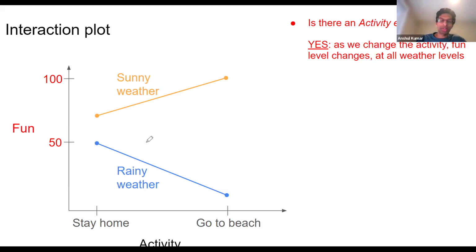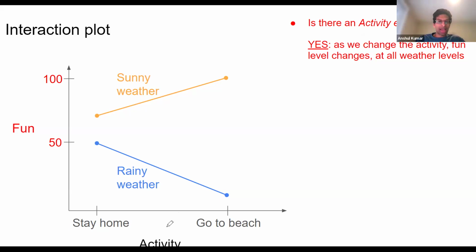Now let's check it for the sunny weather condition. And we see that on a sunny day, as we move from staying at home to going to the beach, our level of fun also changes. It doesn't stay at 0. So the amount of change is different for the two lines, for the rainy and the sunny, but there is a change. And so we say that there is an activity effect. The effect of activity on fun is not 0.